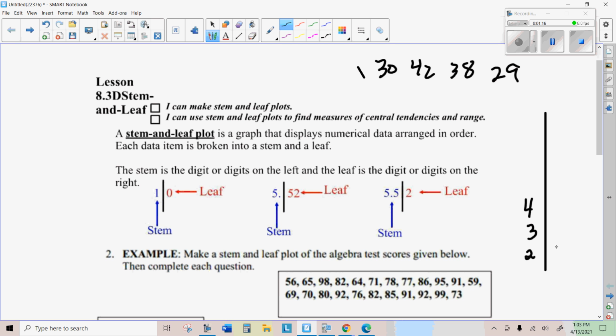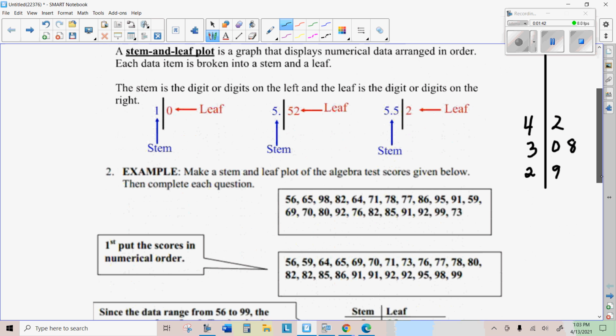And then on the right side, in order from least to greatest, I would put the ones digit. So for 20, there's only a 9. But for 30 and 38, I would put the 0 first and then the 8. And for 42, I would just put a 2 there. You also have to have a key to show everybody, because these numbers could actually be like 4.2, 3.0, 3.8. So you have to make a key to tell people what it means.